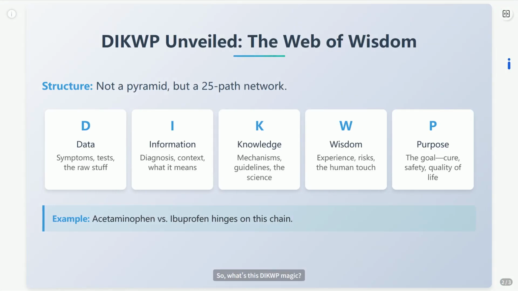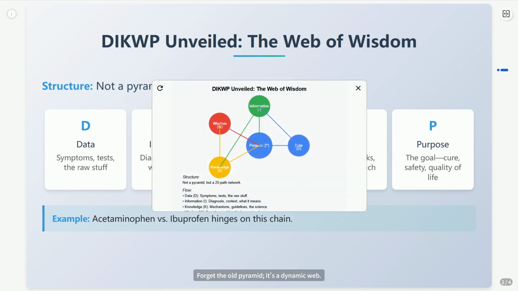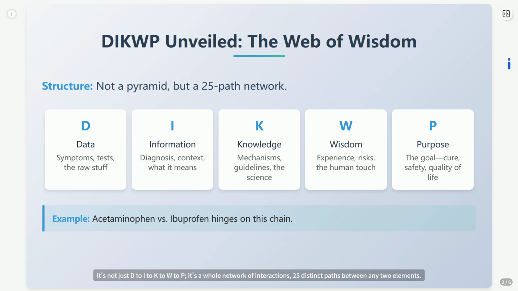So, what's this DIKWP magic? Forget the old pyramid. It's a dynamic web. Think of it as five interconnected layers: data, information, knowledge, wisdom, and purpose. It's not just D to I to K to W to P. It's a whole network of interactions, 25 distinct paths between any two elements.